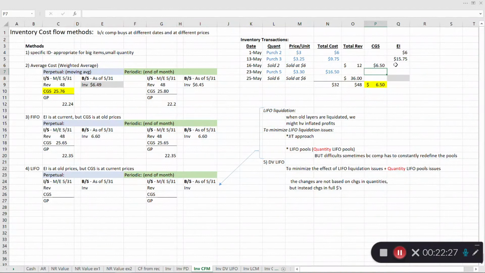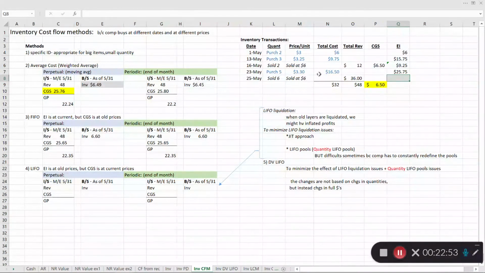And then my ending inventory is going to be the difference there. You can either do the difference or you can compute the actual units themselves, like 2 at 3 plus 1 at 325. It should work out the same. Then when I purchase 5 more units, that's 1650. My ending inventory is going to be this plus 1650.